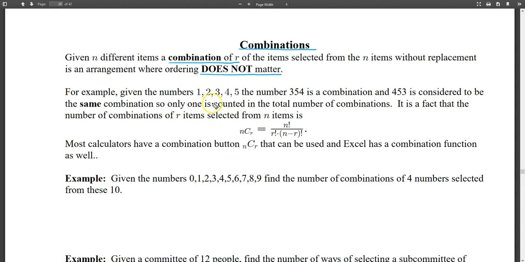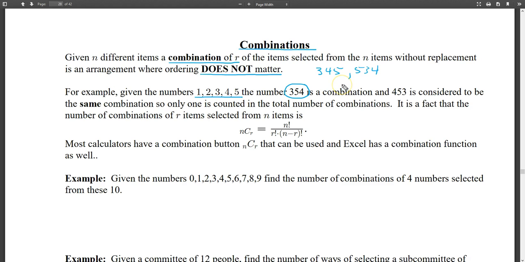So for example, if you're given the numbers 1, 2, 3, 4, 5, and you select the numbers 3, 5, 4 from those, then we consider 3, 5, 4 to be the same as 4, 5, 3, and that's the same as 3, 4, 5, and that's the same as 5, 3, 4, and so on. So all of these are the same. We don't consider them to be different in any way.